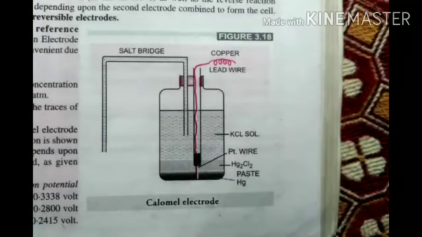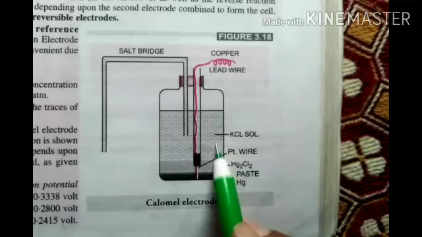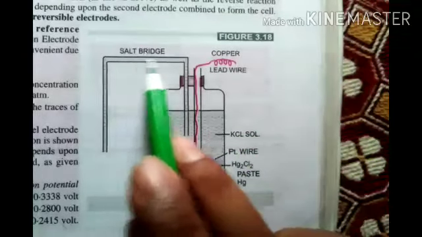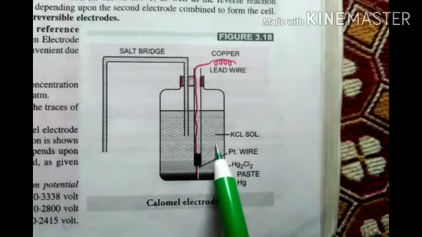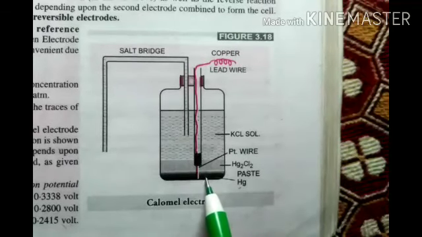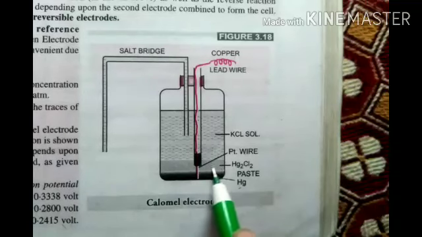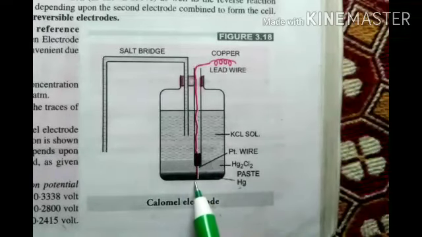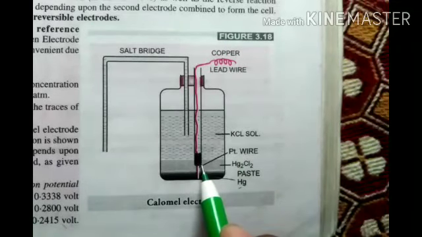First of all, what solution are we taking? KCl solution we are taking here, on the upper side. The salt bridge and everything including this is the salt bridge solution. And a platinum wire. We take mercury on the downside, and mercury chloride paste in the middle. At the bottom we take mercury, and a platinum wire is taken here.